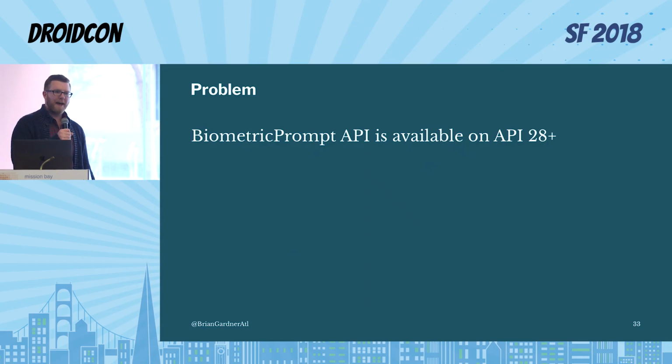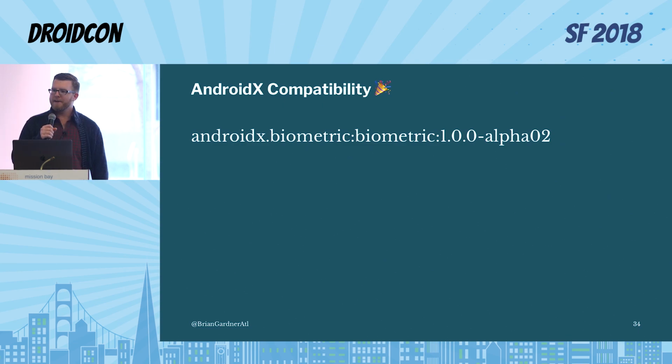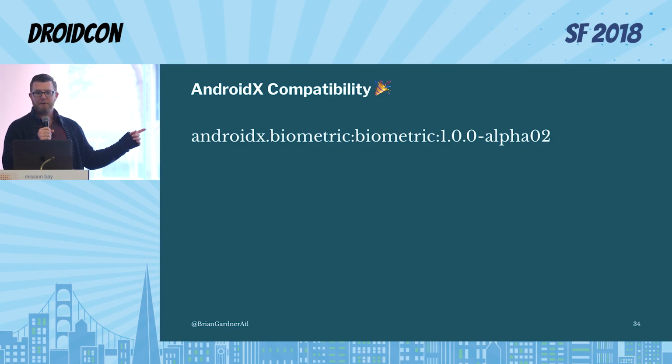Now there's a problem, and that problem is that the biometric prompt is only available on API level 28 and up. So I don't know who has min API 28 right now, probably not many of you. As far as I know, I don't even think API 28 has shown up on the Android dashboards yet, so not many people. There is, however, good news, and that is that last week I found out that the AndroidX library has a biometric prompt. It is still Alpha 2, so it is very, very early still, but it's available, so good news on that.